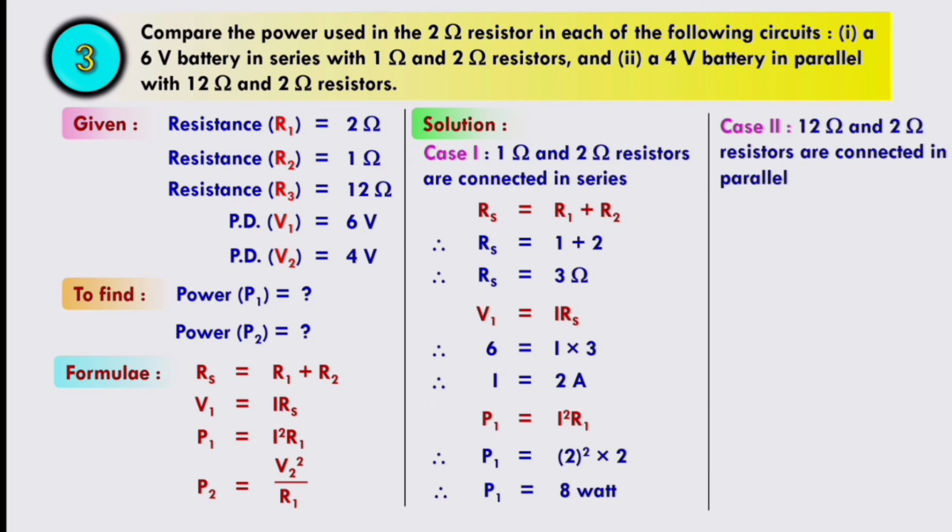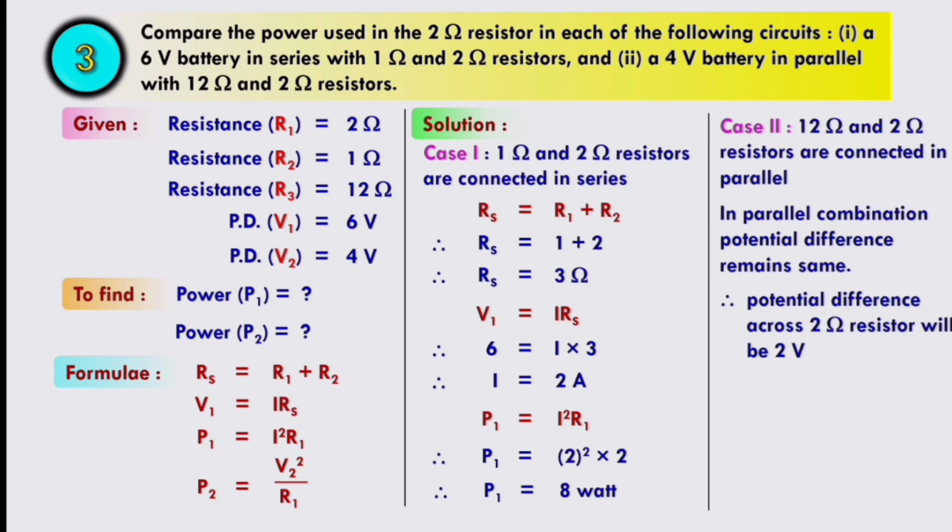Okay, now for case 2, 12 ohm and 2 ohm resistors are connected in parallel. Now see, in parallel combination, potential difference remains the same. Alright, so here the potential difference across the 2 ohm resistor will be 4 volt only. Now we can write it directly, P2 equal to V2 square by R1, and we will get P2 equal to 4 square by 2, that is power 2 equal to 8 watt. Is that clear, students? Okay.